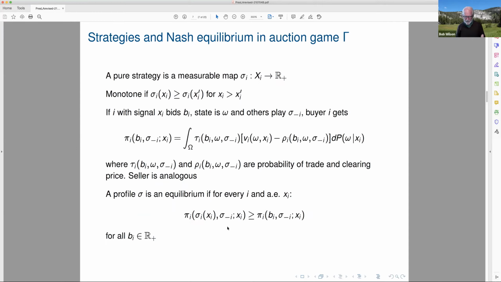Okay, just the standard formalities: pure strategies are a measurable map from the signals, and a strategy is monotone if it's weakly increasing. Notice there's a difference between the bidder's payoff and the price. This is the notation for the price that materializes in the auction. The way this is written is wrong: sigma here should depend upon other people's signals, so you should think of it in terms of the expectation over what their bids will be. And tau is the notation for the probability of getting to trade. If he doesn't trade, the payoff is zero. And then we have a Nash equilibrium if this strategy is optimal.